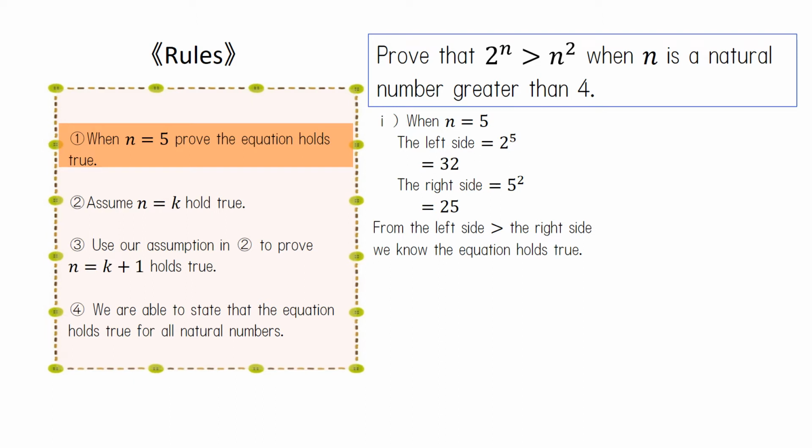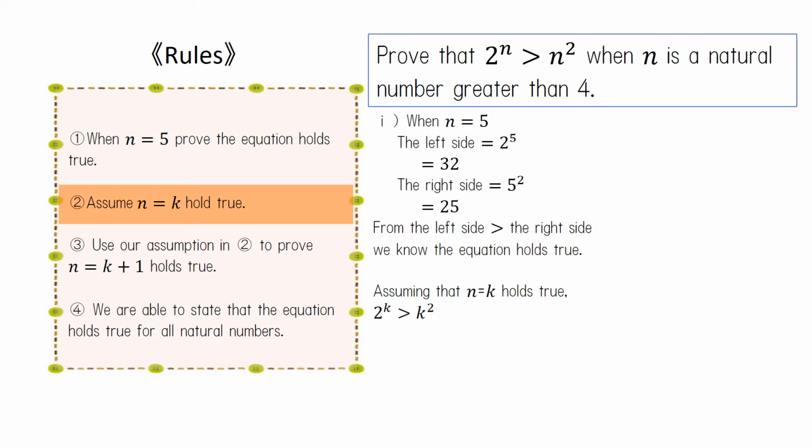First, let's prove that with the lowest value we can, when n equals 5. When n equals 5, the left side equals 2 to the power of 5, which equals 32. The right side equals 5 to the power of 2, which equals 25. From that, we know that the left side is greater than the right side.